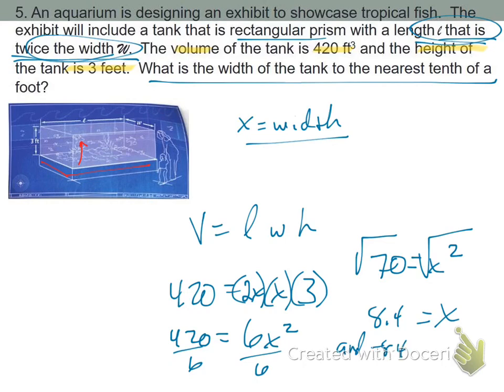But this is width in feet. And so the question is, can the width be negative 8 feet? And the answer to that question is no. So you're left with positive 8.4. So the width of this tank needs to be 8.4 feet.